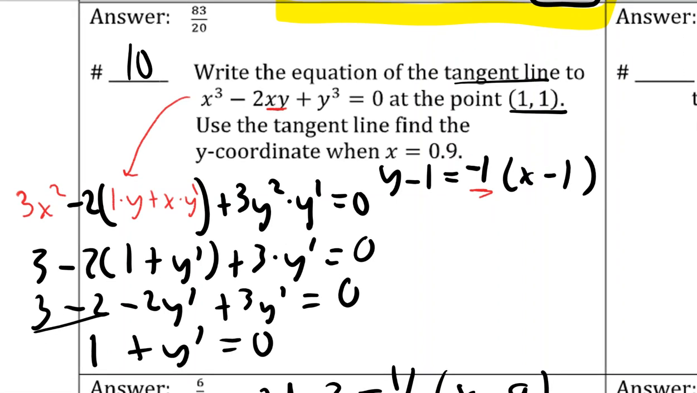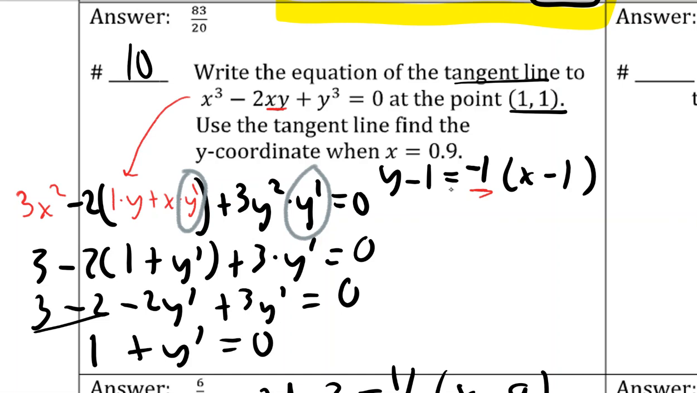So implicit basically means you're taking the derivative of x. Every time you take the derivative of y, you need that y prime in there. So implicit's a whole nother skill, but again, something that you will be tested on for sure on the AP exam, so good to review.